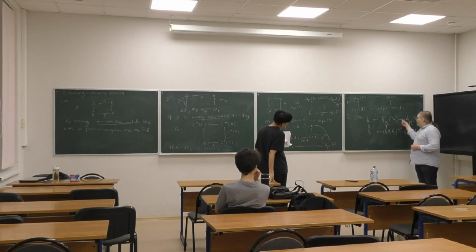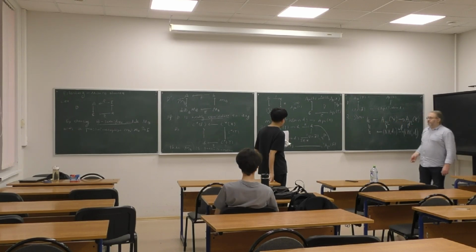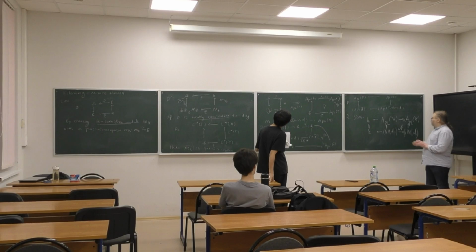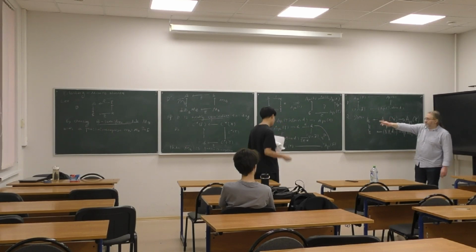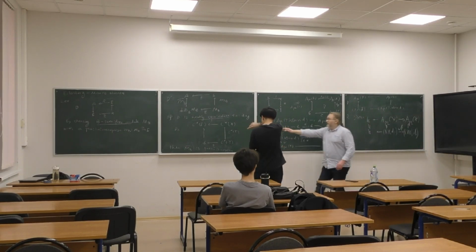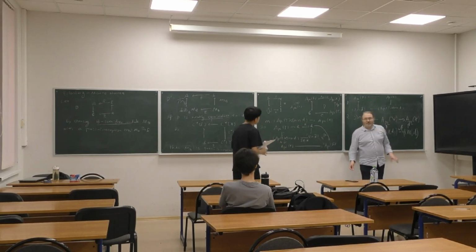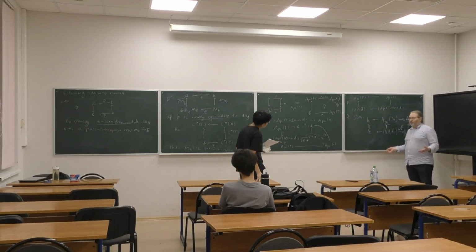Well, we can't really do anything with this diagram. We want to apply the Eilenberg-Moore theorem. So we want to take this diagram and somehow attach it here. How does this work?